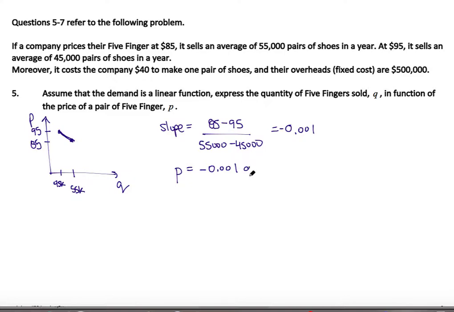And then we have times Q plus P0. So I'm going to go ahead and just plug in one of these points to find P0. So I'll plug in the 85 and the 55,000. So my price is 85 equals negative 0.001 times 55,000 plus P0. I'm going to solve this for P0. So I'm going to multiply out the 0.001 and the 55,000, which is 55. Then I'm going to add 55 to the other side, and I'm going to get P0 as 140.